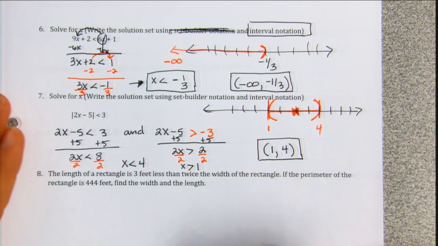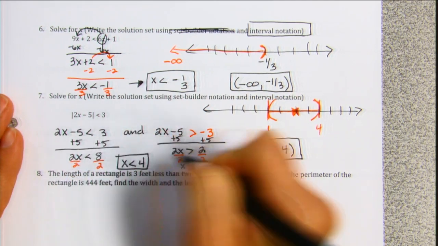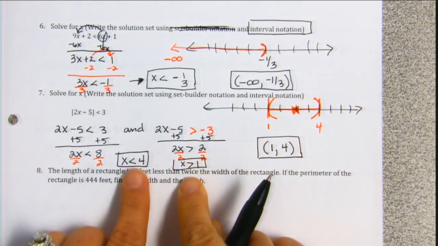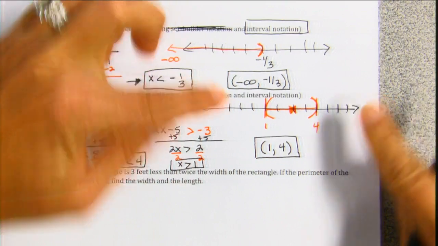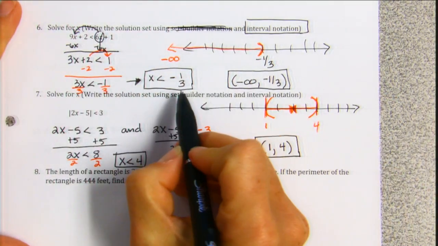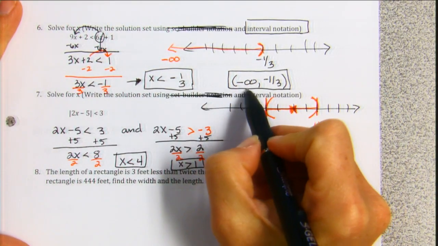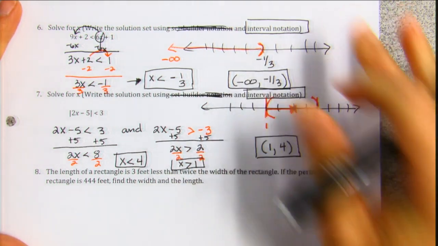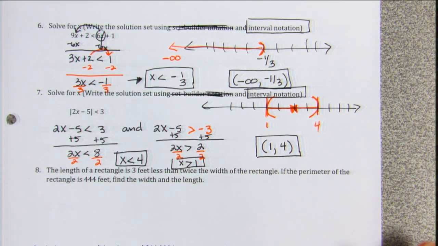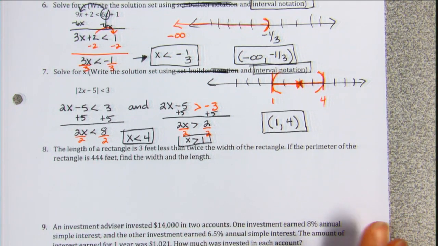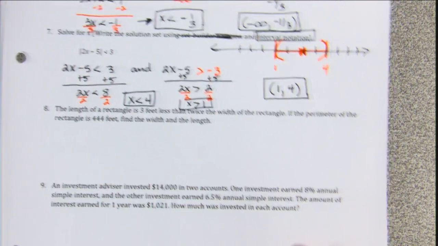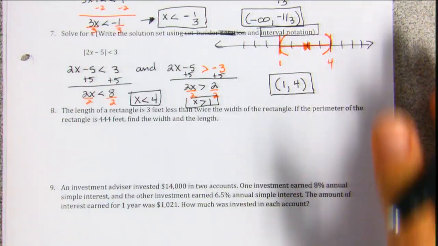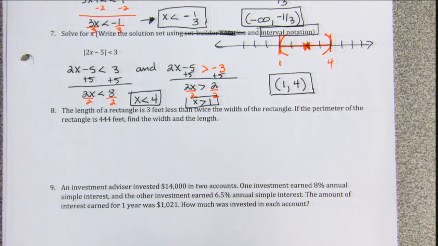So again, I need to see your solutions. I need to see your number line, and I need to see your interval notation. Everything that you see on there, you'll have to be able to do. But I don't make you write it in set builder notation. There's not one like number 8 on the test, so let's again just cut the fat.